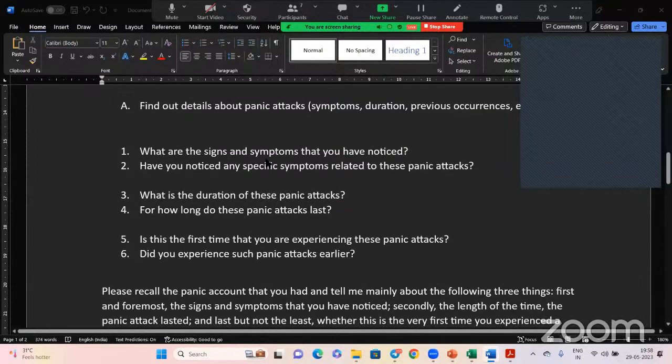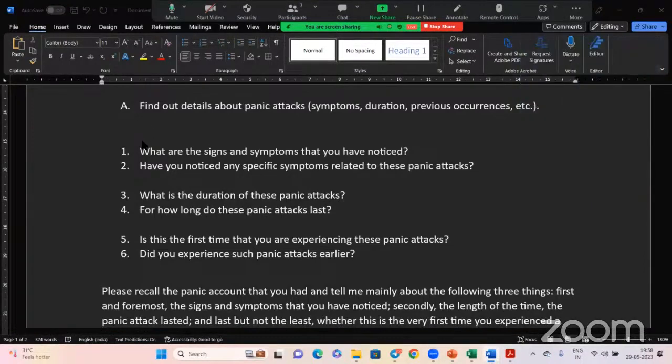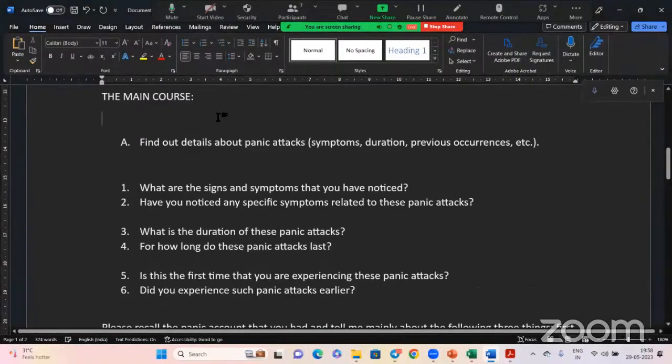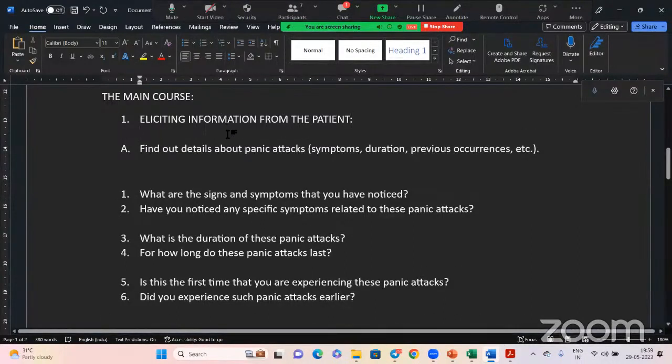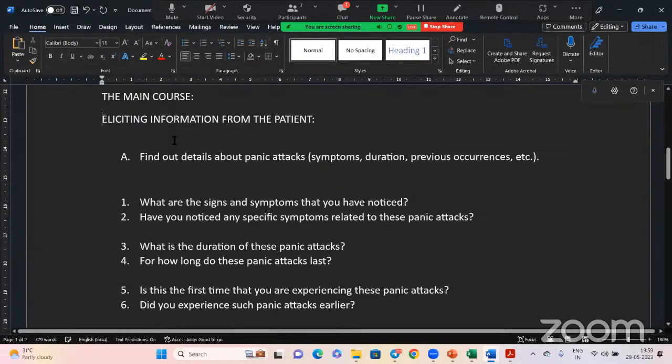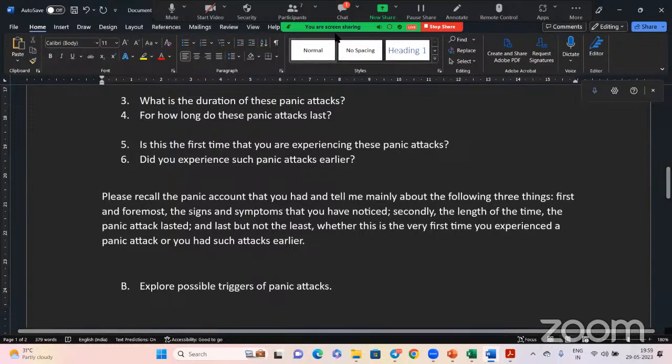So this is the first point. Find details about panic attacks. This is called eliciting information. The main course. Number one: eliciting information from the patient.